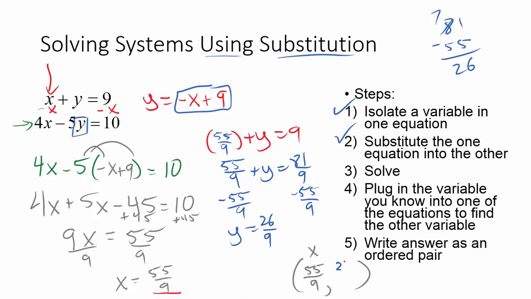Okay, so it would be 55 over 9 and 26 over 9 would be the ordered pair where these two would meet. If you're getting hung up on the fractions, don't get too worried about that. Again, sometimes they'll work out to be whole numbers, sometimes they won't be. It just depends on the problem. We got one more to go through.